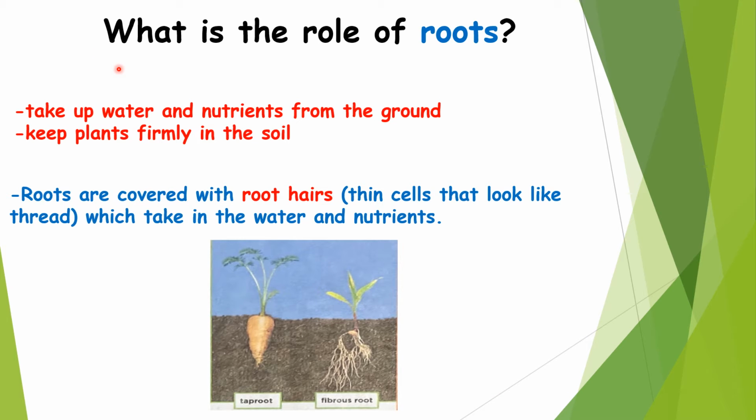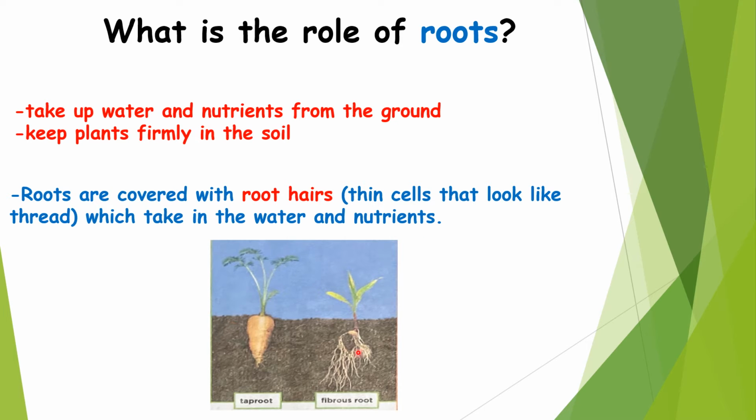Now let's talk about the role of each part of the plant. Let's start with the roots. What is the role of roots? Roots take up water and nutrients from the ground. They keep plants firmly in the soil. Roots are covered with root hairs. They are thin cells that look like thread. They take in the water and the nutrients.